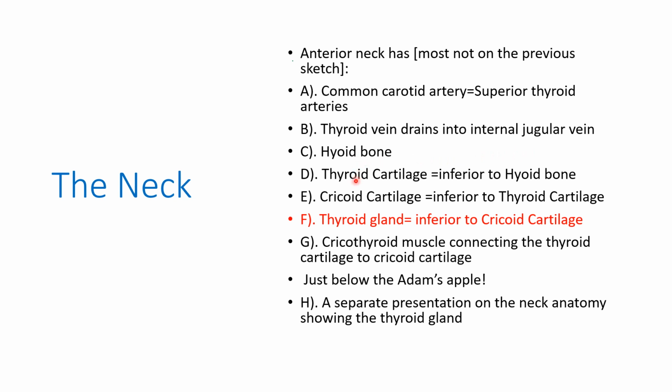You've seen the hyoid bone, you've seen the thyroid cartilage that is below the hyoid bone, you've seen the cricoid cartilage that is below the thyroid cartilage, and you've seen the thyroid gland that is inferior to the cricoid cartilage. And the cricothyroid muscle will be connecting the thyroid cartilage to the cricoid cartilage, just below the Adam's apple. Don't worry, there will be a separate presentation on the neck anatomy showing the thyroid gland and all other structures, not just in this presentation.